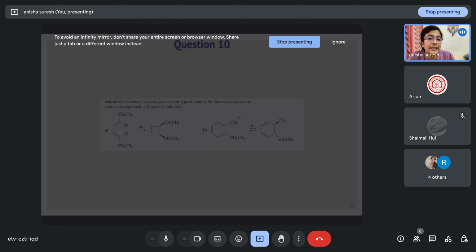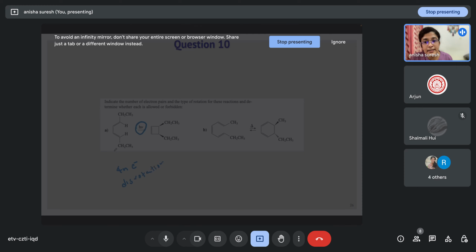Now coming to question number 10. So this is also a similar type of question. Indicate the number of electron pairs and the type of rotation for this reaction and determine whether each is allowed or forbidden. So this is the h nu case. 4 pi electrons, in photochemical case it means disrotatory. So this is photochemical condition. So it will be disrotation.